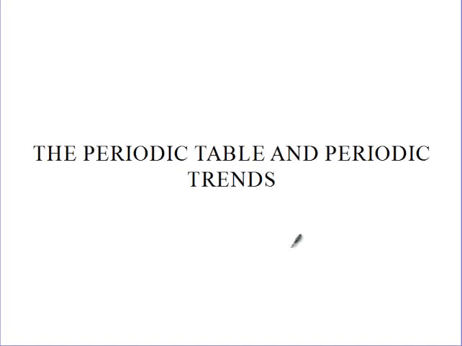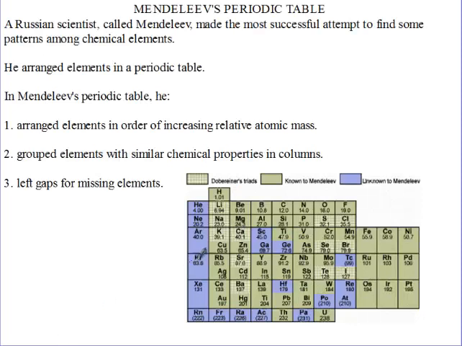Today we're going to talk about the periodic table and the periodic trends. There was a scientist called Mendeleev. He was a Russian scientist. He made the most successful attempt to find patterns among chemical elements.